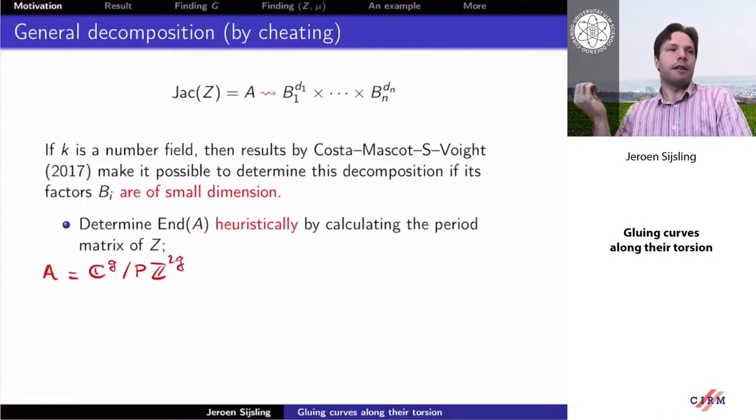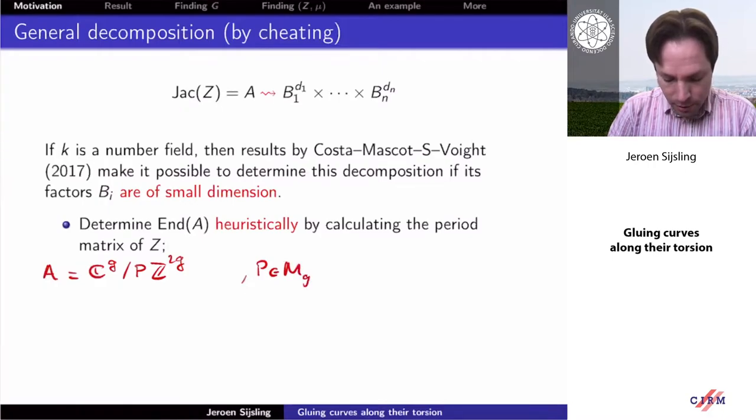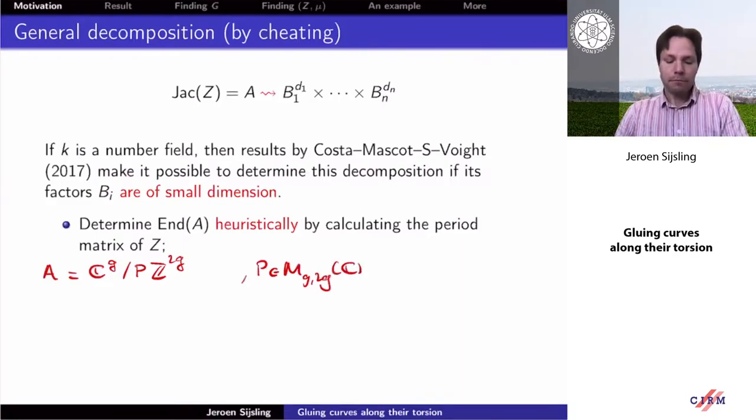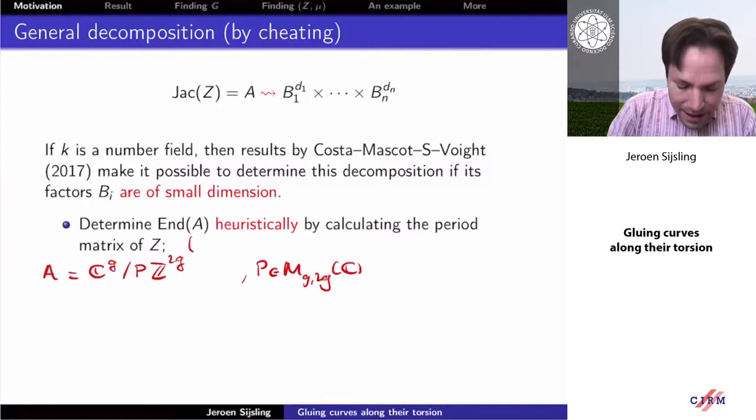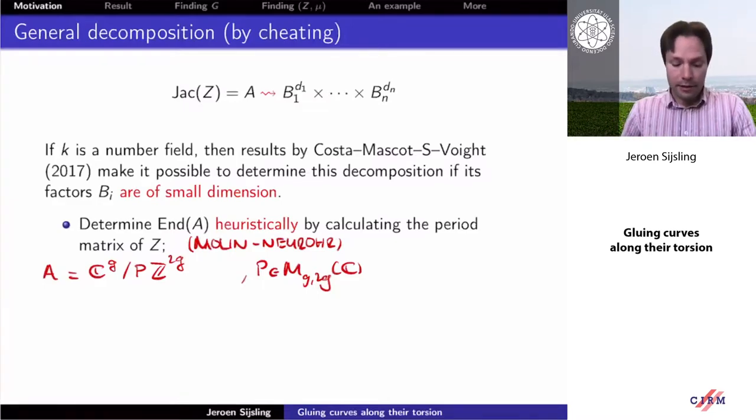And this lattice is nothing but PZ to the power 2g. What P is here is a period matrix for Z. That is to say, P is some matrix, with special properties that I will not mention, with entries in C. And the nice thing, and I always like to mention this, is that by now you can really determine these matrices P quickly, given the curve Z, by work due to Pascal Molin and Christian Neurohr. The work that I mentioned on this slide, as well as the work today, could not have been done without these results. All right, so suppose you have this matrix P, this period matrix.